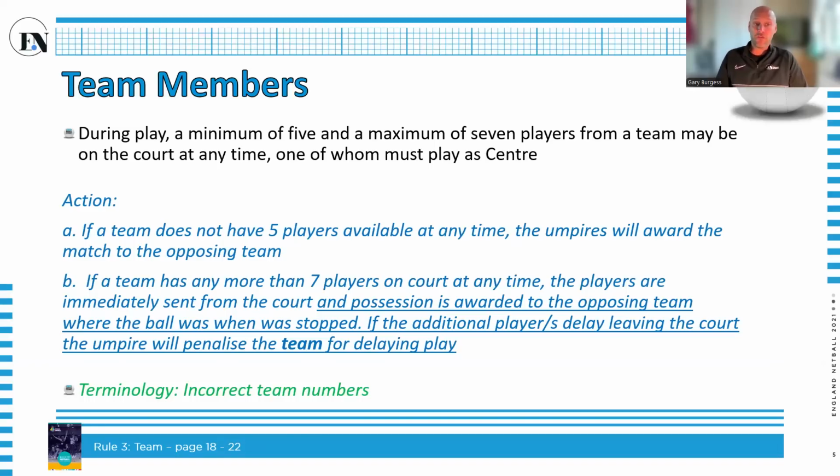Now, if at any point you find that there are too many players on the court, so more than 7, this rule now covers what happens. Play is stopped, the umpire must remember where the ball was when play was stopped, and that player is sent from the court. Okay, so that's basically a really simple update in that area.